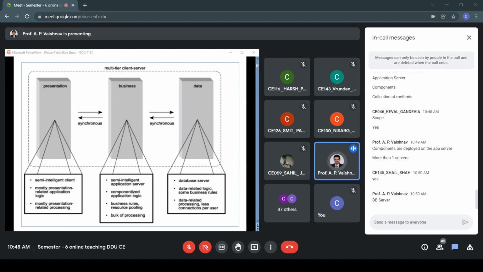So if internet is available, which layer will be changed? First, second, or third? Or which tier will change? You can also answer with multiple options, that is 1 and 2, or 2 and 3, and so on. Any guesses on that?